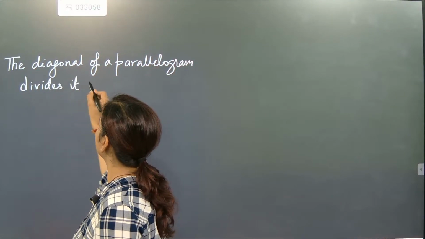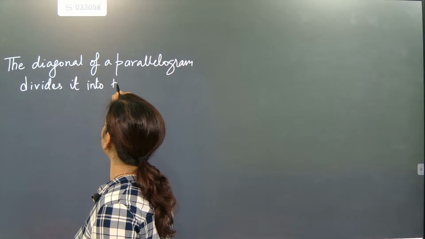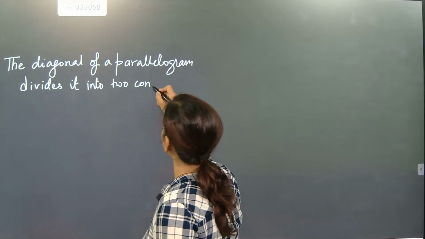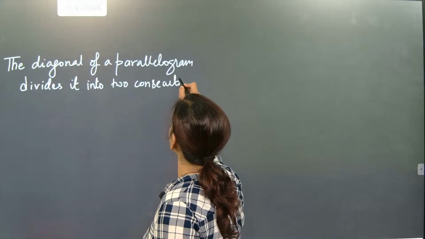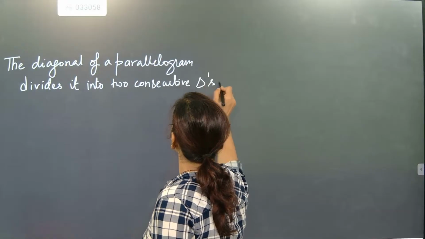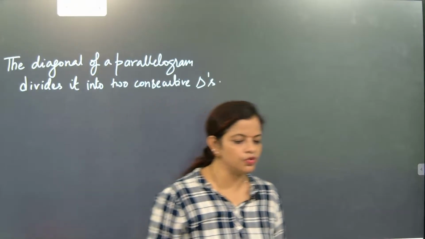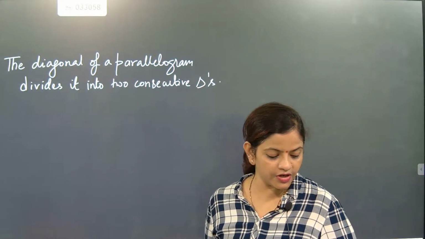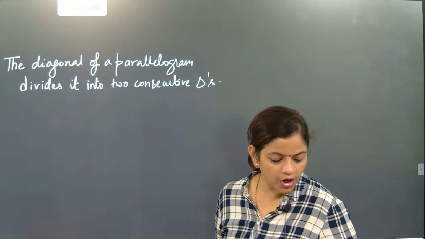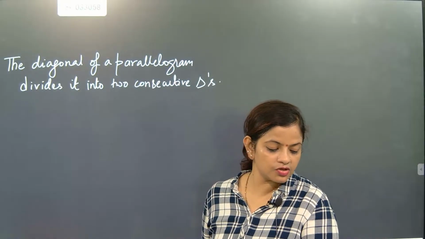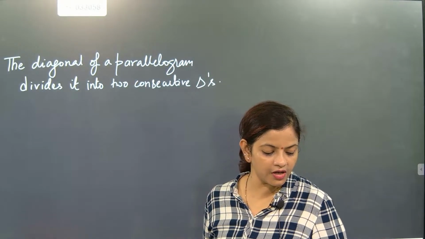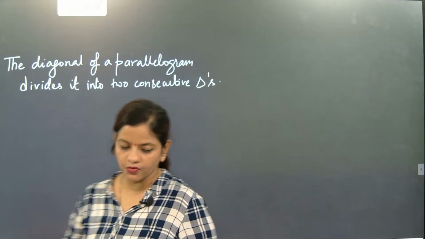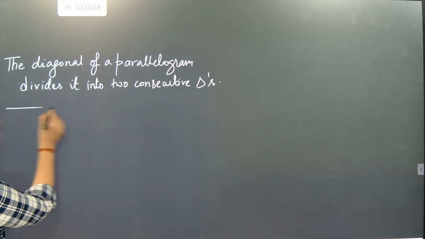Divides it into how many triangles, beta? Two consecutive triangles. It is dividing it into two consecutive triangles. Now next we are going to prove it. So how are we going to prove it? Let's check this one out.